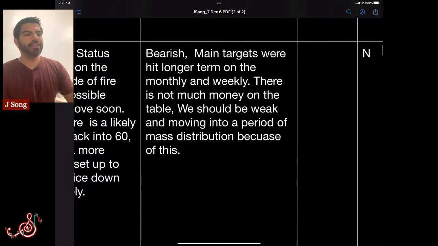I put bearish, the health is bearish. Main targets were hit on the longer term, on the monthly and weekly, which we talked about. We already hit that 62,000, 64,000 level, and there's just no more money on the table for Bitcoin.